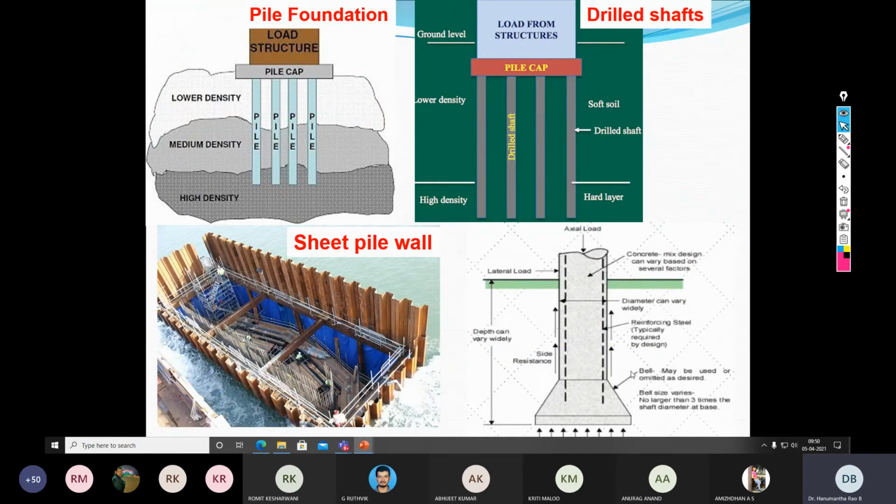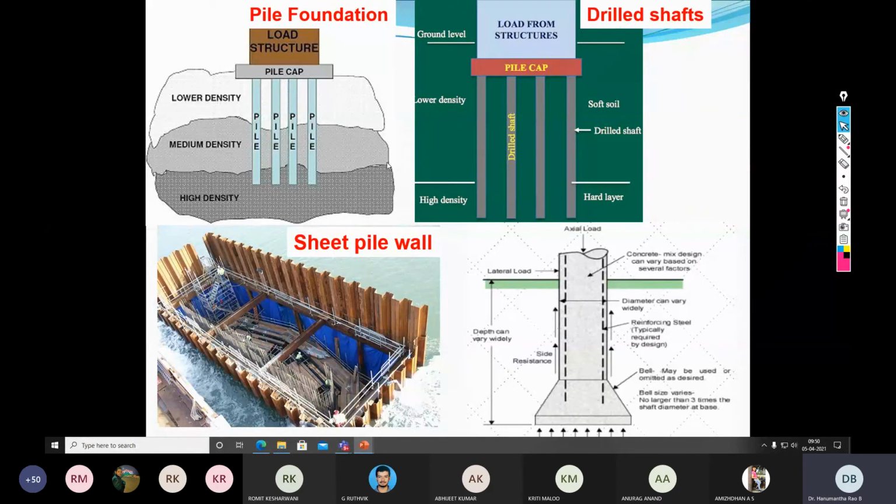So these are the different piles you can see. So these are the pile and these are the drilled shaft. And suppose you install the piles one adjacent to the another such that it is making a sheet. So that's why it is called a sheet pile.